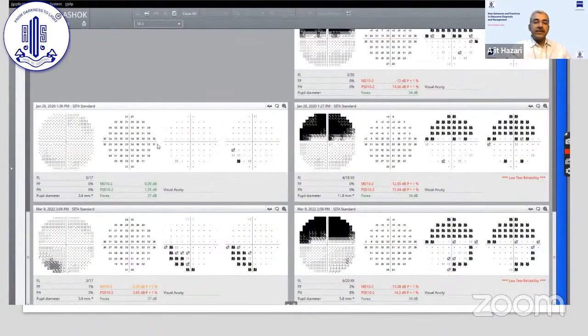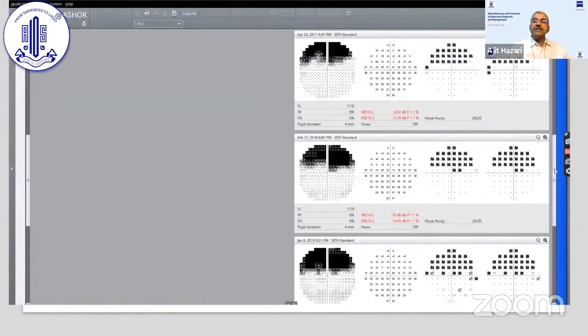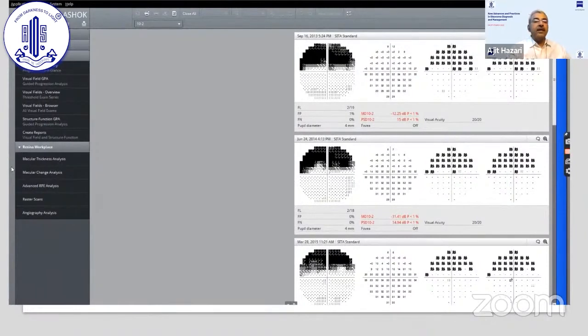Similarly, we can look at the 10-2 also, and so the convenience of the Glaucoma Workplace is that you don't have to sift through multiple papers from the patient's file, and you get everything on the screen.